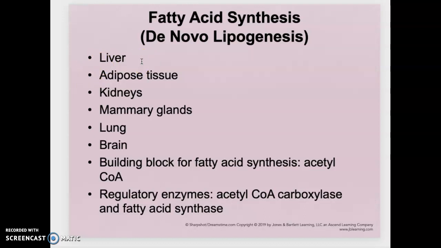There is a diagram on the next slide that's going to explain this a little bit more, but keep in mind that acetyl coenzyme A is your building block for fatty acid synthesis, and then your acetyl coenzyme A carboxylase and your fatty acid synthase are our regulatory enzymes. Those are what's going to keep things moving, whether it's going to slow down or speed up, but we have to have acetyl coenzyme A to be able to kick it off in the first place.